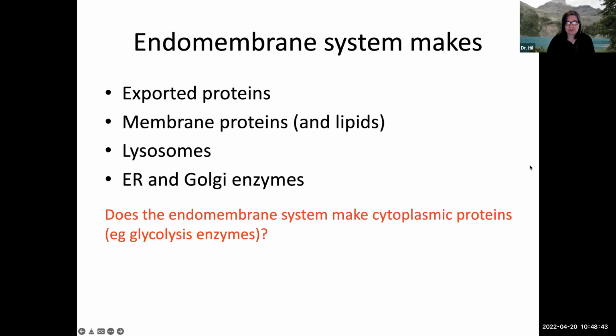So I'm going to ask you this question. Does the endomembrane system, specifically the rough ER, which we know makes protein, we've talked about how it makes exported protein and membrane protein, also make cytoplasmic proteins, ones that are going to stay inside the cell, such as perhaps enzymes that are going to do important metabolic processes like glycolysis in the cytoplasm? Does the endomembrane system make cytoplasmic proteins? Yes or no?